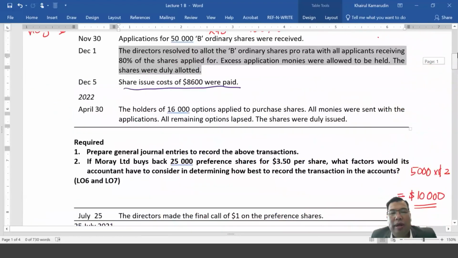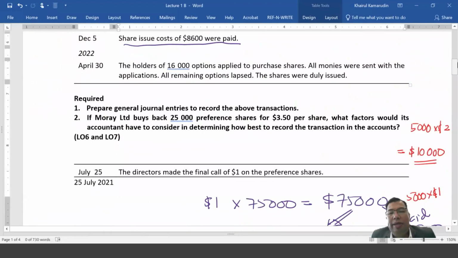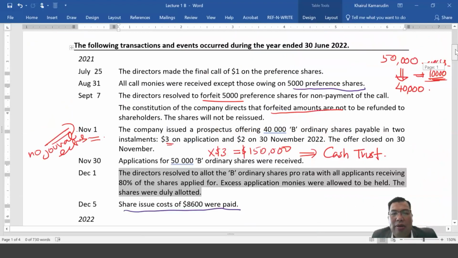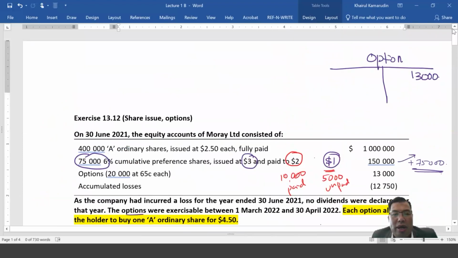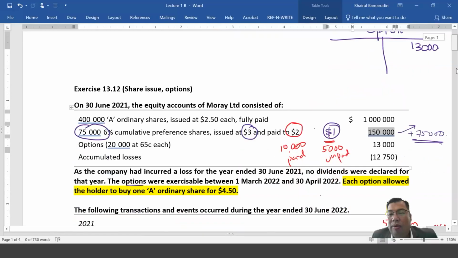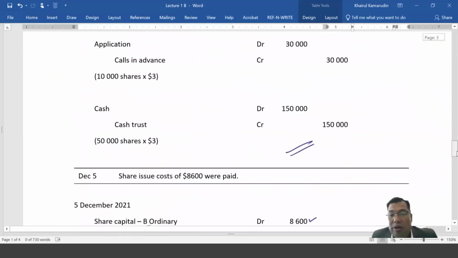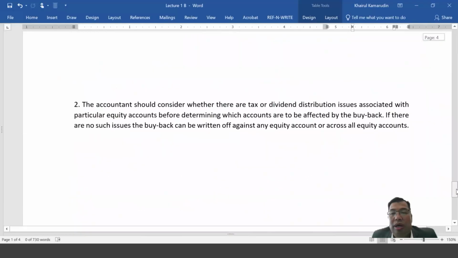The next part will be: if More Limited buys back 25,000 preference shares for $3.50, what factor would its accountant have to consider in determining how best to record the transaction in the accounts? If you do the share buyback, you buy back the share, so your cash will reduce, and your preference share will also reduce. That is a share buyback.